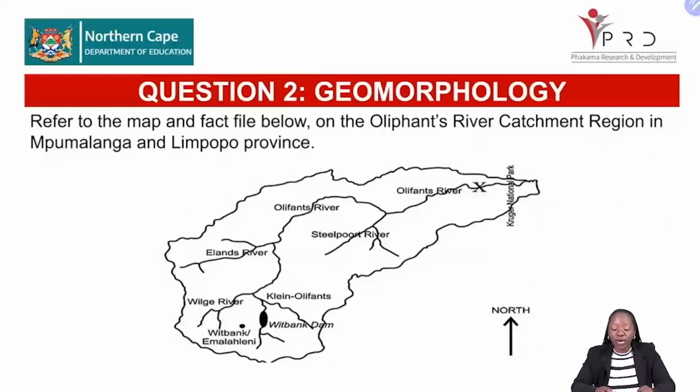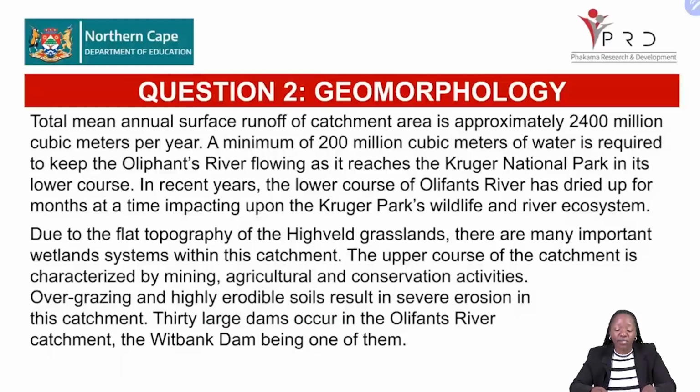Then we're looking at our next question, which is still on geomorphology. You refer to the map and fact file below on the Olifants River catchment region in Mpumalanga and Limpopo province. So you are given the map there, and then you are also given the extract. In that extract, I'm going to give you 3 minutes to read through on your own, and then after 3 minutes, we will proceed to the questions. So your 3 minutes start now.